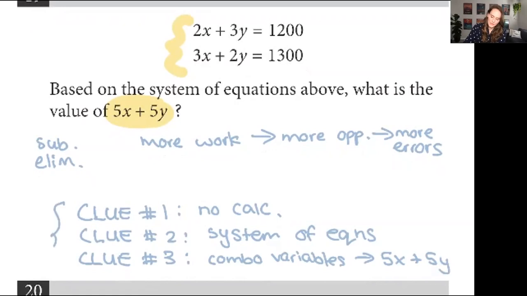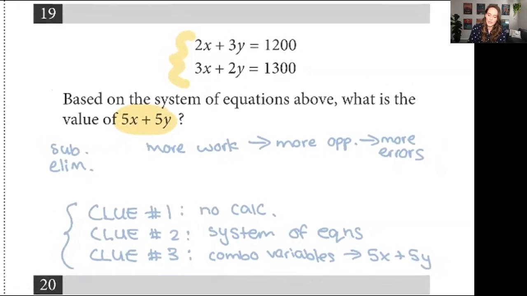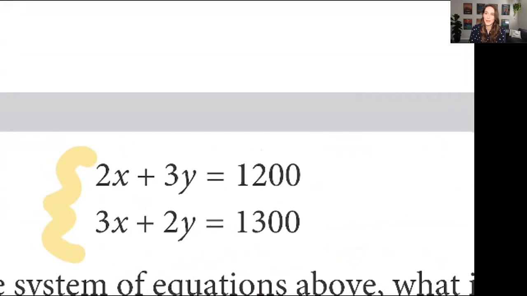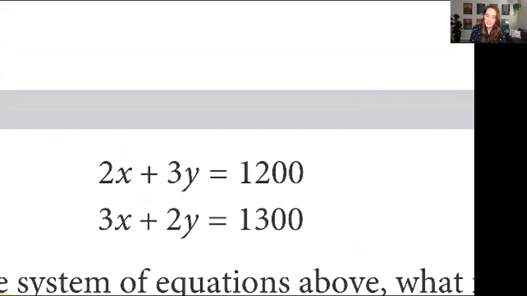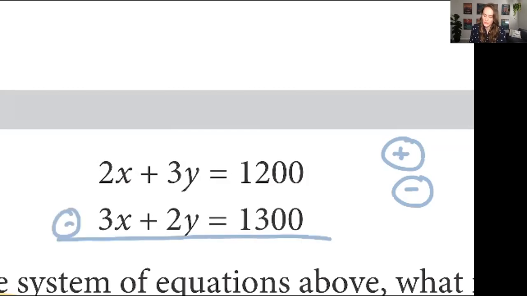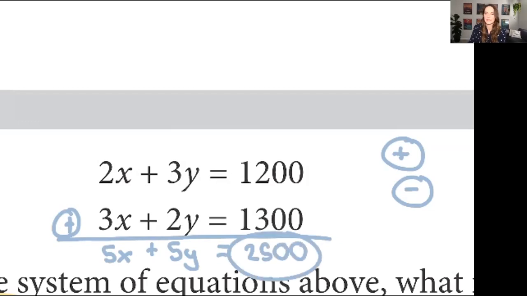So whenever I have these 3 clues together, the first thing I'm going to do is spend time looking at this with my hands behind my back, not putting my pencil on the paper, and just thinking about what happens when I add these 2 equations or I subtract them. Can just doing the simplest amount of work, the easiest thing possible, get me the answer? So if I look at 2x plus 3y equals 1200 minus 3x plus 2y equals 1300, that's not going to get me 5x plus 5y. But if I just simply add these 2 equations, I'm going to get 2x plus 3x equals 5x, and 3y plus 2y equals 5y, and 1200 plus 1300 equals 2500, and that is the answer to this question.